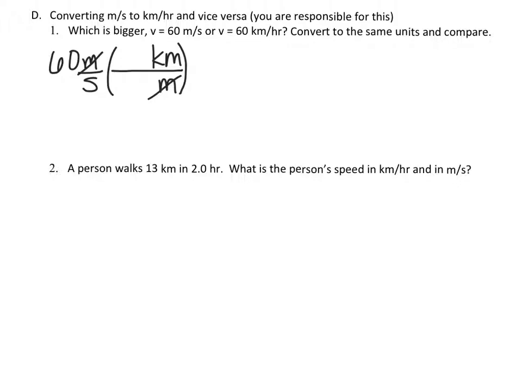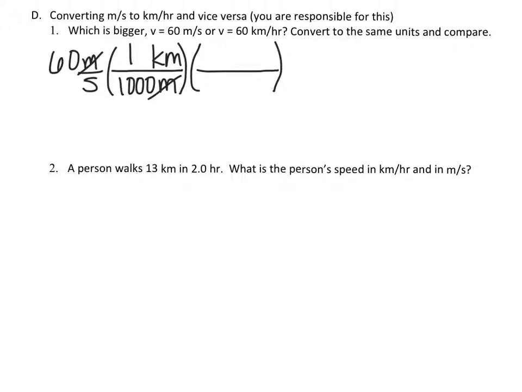Now you need to know how many meters are in a kilometer. So I would say 1 kilometer is 1,000 meters, or you could also say 10 to the third if you wanted to use kilo's power of 10 equivalent. And then now I need the seconds to cancel. You could convert seconds to minutes and then minutes to hours, but this will save you a step.